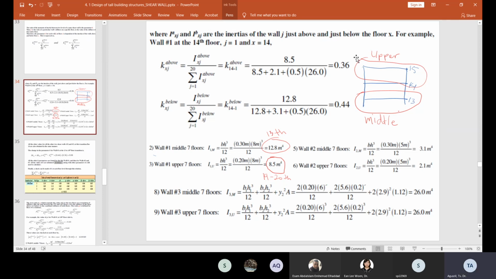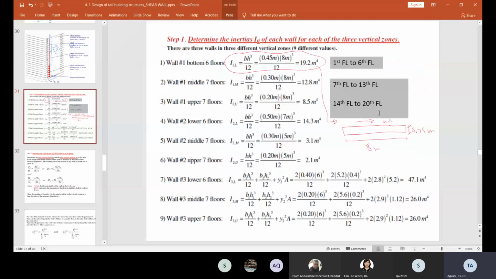So you can see here I sketch the upper and middle. The location that we focus on now is level 14. The contribution from the levels after 14 is considered above, and below 14 is considered below. So the K below we take from the middle, and the K above we take from the upper, because the location of the 14th floor is between the middle and upper. Is it clear?